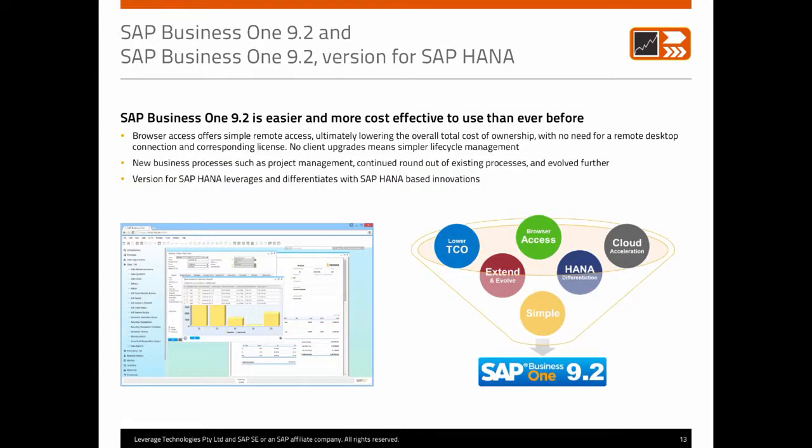And then the important thing to remember is, as an SAP Business One customer, assuming you're current on your maintenance, you're constantly receiving updates. And the very latest version that I've been demonstrating to you today is SAP Business One 9.2 and 9.2 version for SAP HANA. Now, what is all this about?